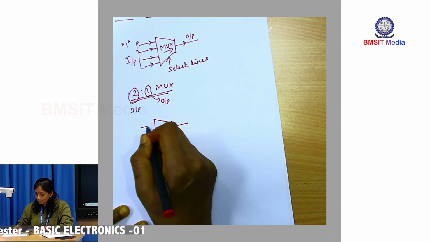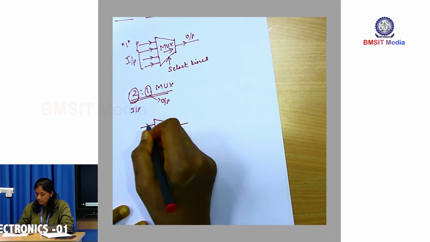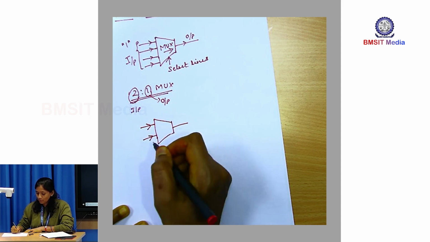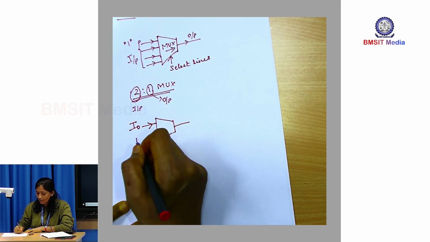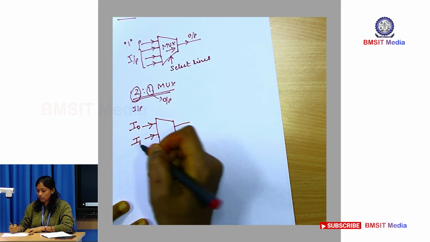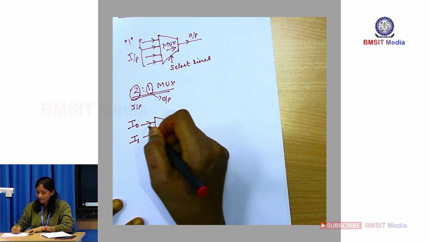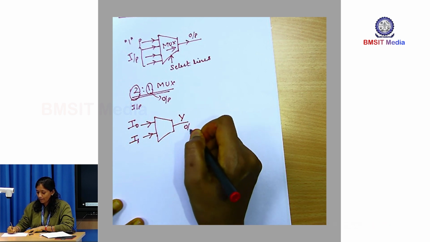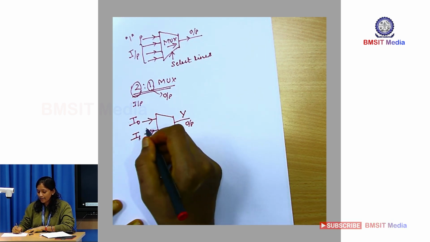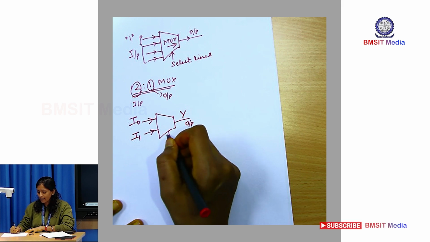So, there are two inputs. This is input 1 and input 2, carrying information 0 and information 1. And these two informations should be transmitted to this output data Y. And how is it directed? Yes, we have select lines.